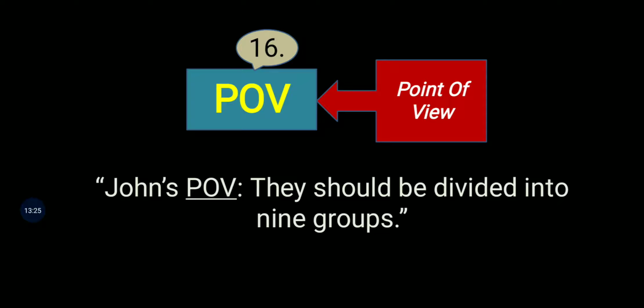Next we have POV. Quite like IMO, POV is again person specific, or point of view. When you want to emphasize that whatever is being said is somebody's point of view and not a collective decision or collective information, then you specify in the sentence that this is so and so's POV. So for example, we have John's POV. We say they should be divided into 9 groups. This aspect is completely John's POV.